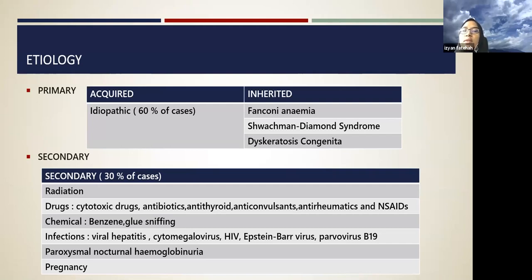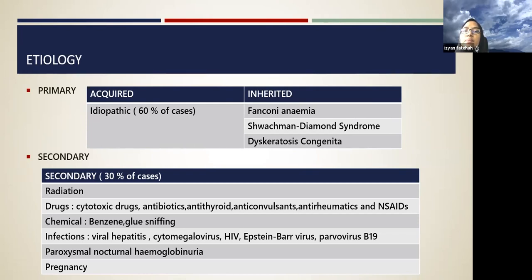For secondary causes, these are just three examples, so there are many other causes. Yes, the commonest is Fanconi. Secondary causes contribute to only 30% of the cases. They include radiation, drugs such as cytotoxic drugs, antibiotics, anti-thyroid, anti-convulsant, and anti-rheumatic drugs, and exposure to chemicals also can cause aplastic anemia, such as benzene or glue sniffing.